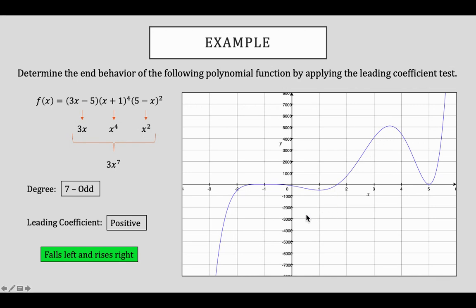In the next videos, we'll talk about the zeros of these polynomial functions. Coming right up.